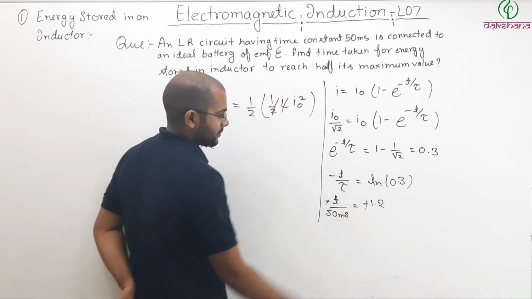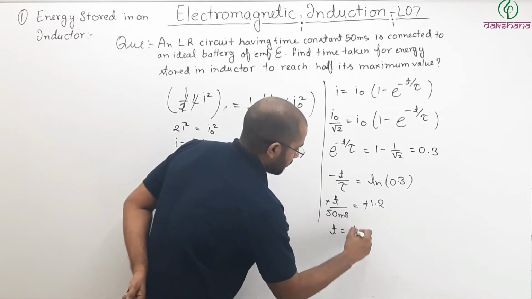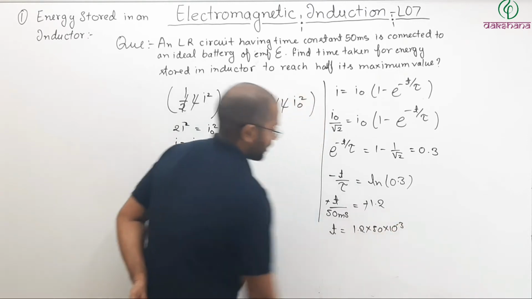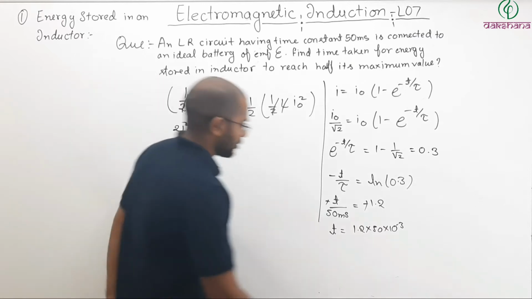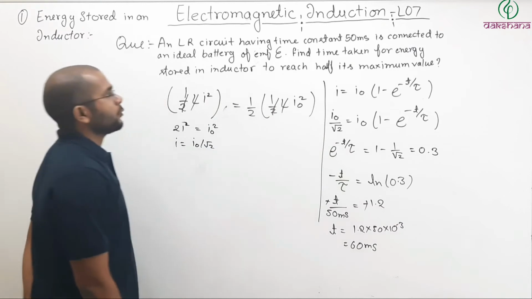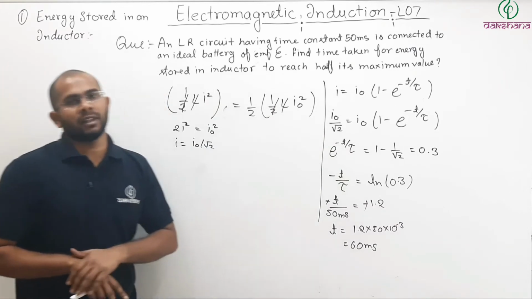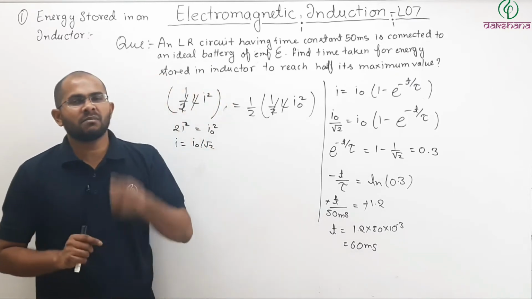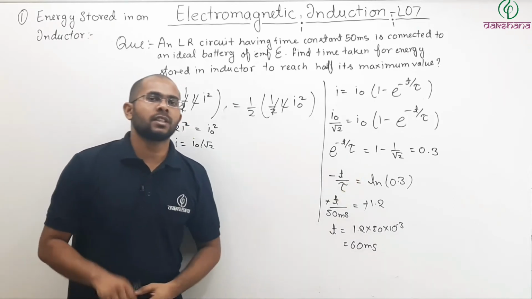Minus minus cancel. t will be equal to 1.2 times 50 times 10 to the power minus 3. So 1.2 times 50 is how much? Around 60. So 60 millisecond. So at what time does the energy stored in the inductor reach half its maximum value? It reaches half its maximum value at t equals 60 millisecond. That is a very short period of time after your switch is closed.